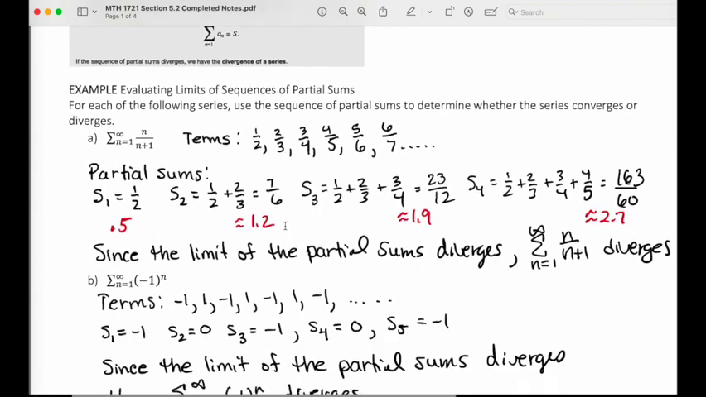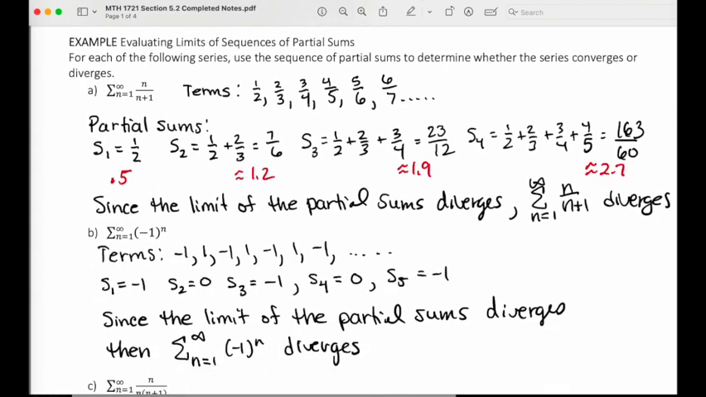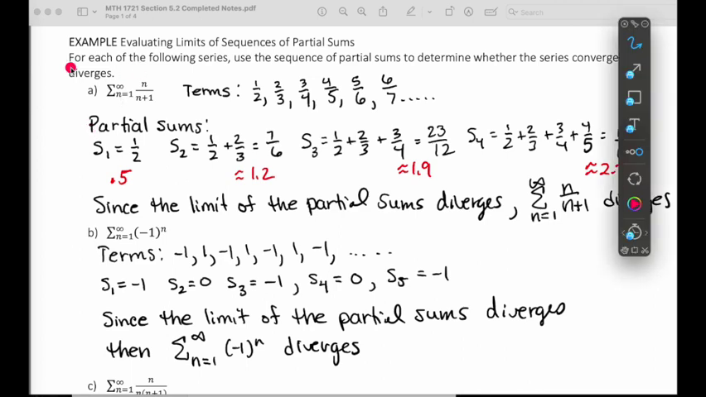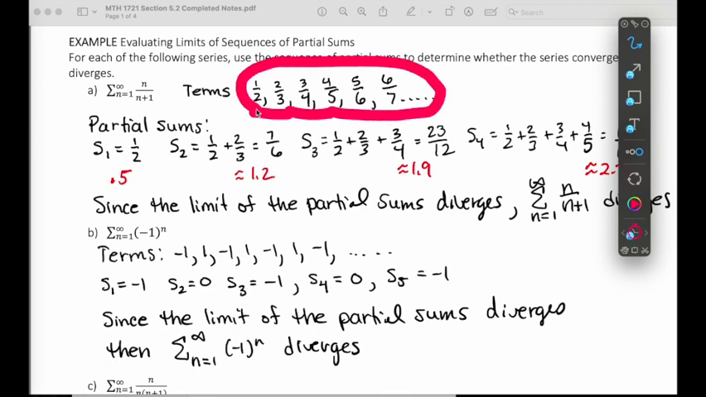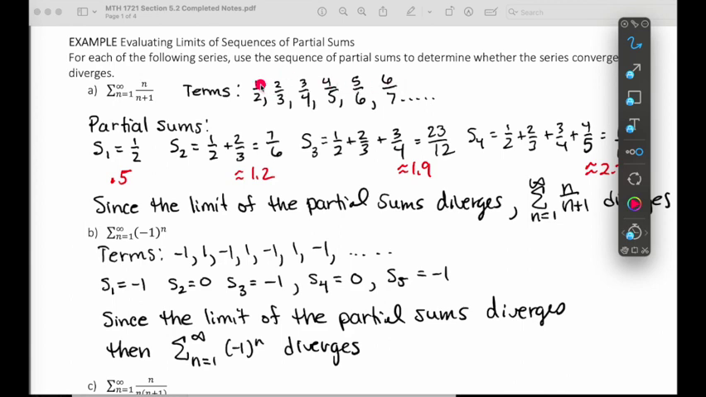Let's look at our first example. For each of the following series, use the sequence of the partial sums to determine whether the series converges or diverges. So we're going to look at this series first. Now, if we list out the terms of the sequence, if I plug in n is 1, n is 2, n is 3, and keep doing that, the first few terms look like this when I list them all out. So this is the sequence. As soon as I start adding them up, that's when it becomes a series.